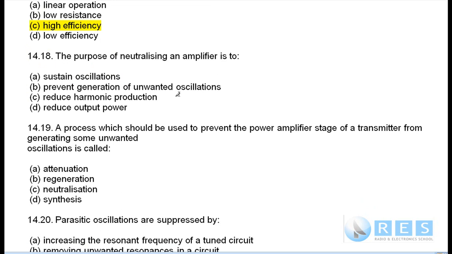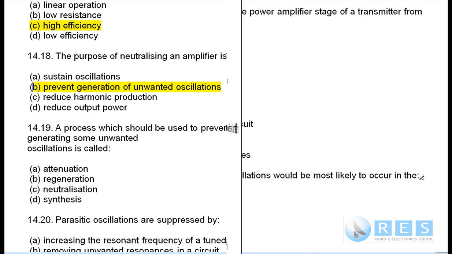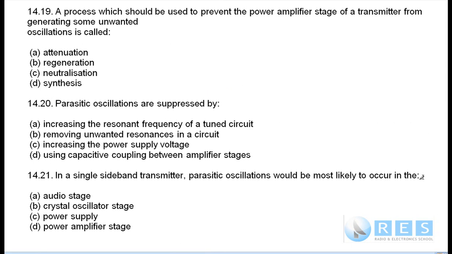14.18, the purpose of neutralizing an amplifier is to prevent generation of unwanted oscillations. If we have positive feedback in an amplifier, we have to deliberately apply negative feedback to cancel out that positive feedback to prevent that amplifier from becoming an oscillator. Question 14.19, a process which should be used to prevent the power amplifier stage of a transmitter from generating some unwanted oscillations is called neutralization.